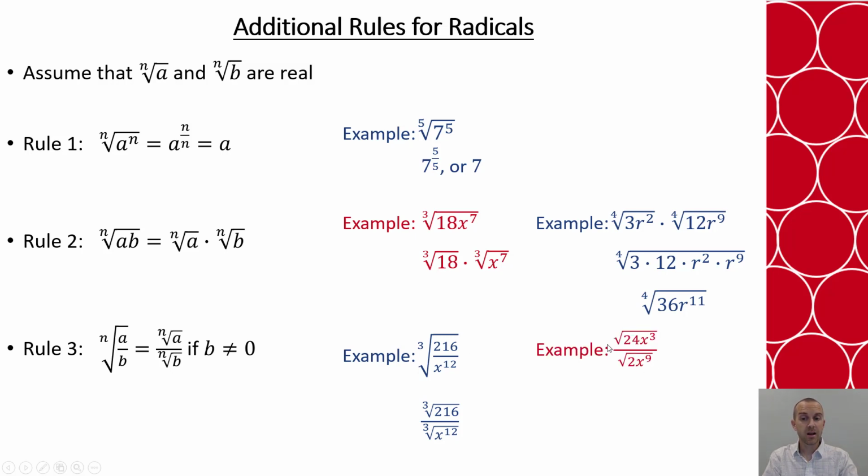Same here. Here I have the square root of 24x cubed divided by the square root of 2x to the 9th. I see that I've got parts in both of those that could simplify, so the first thing I would do is combine them and then work on simplification. That would become 24x cubed over 2x to the 9th, and we've talked previously that this can be simplified, so that 24 divided by 2 is 12, and then 9 minus 3 gives me x to the 6th in my denominator. Then I can go from there to simplify.